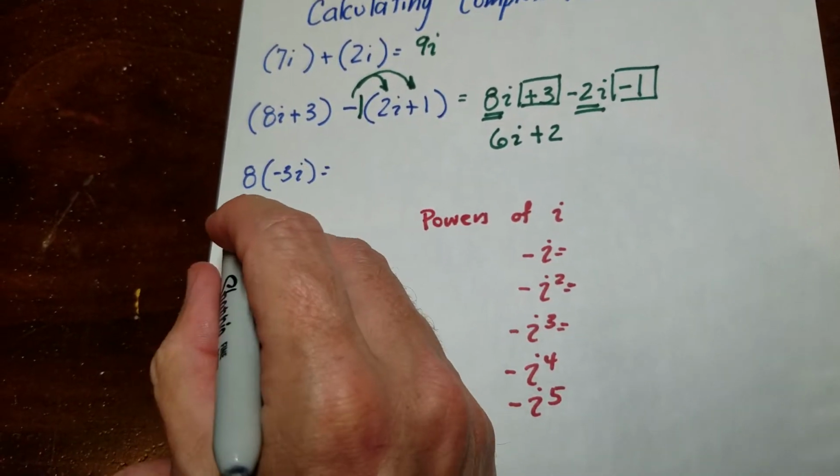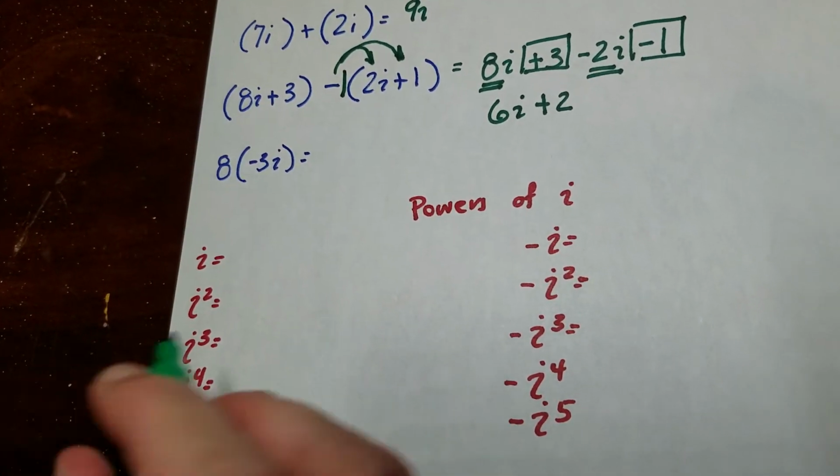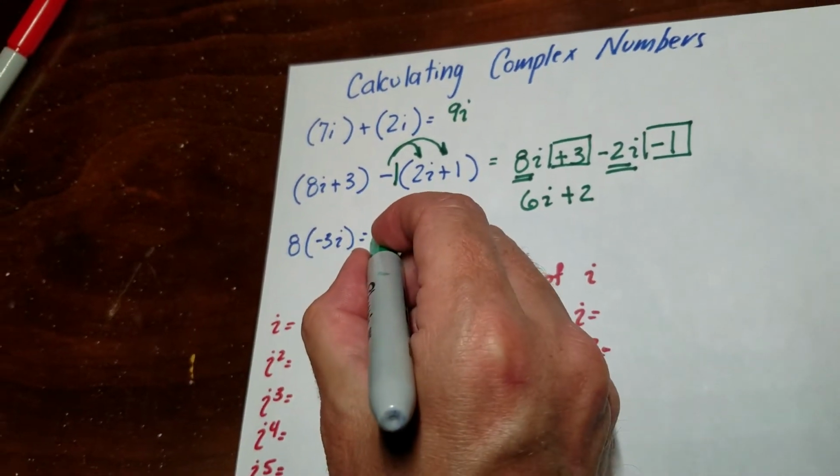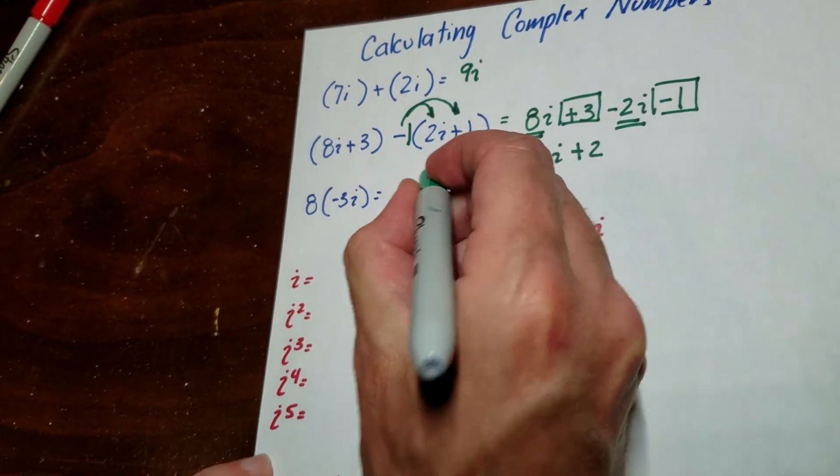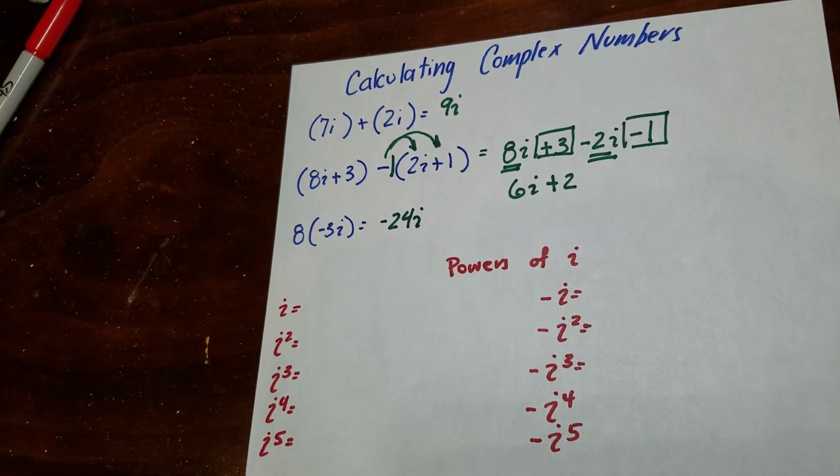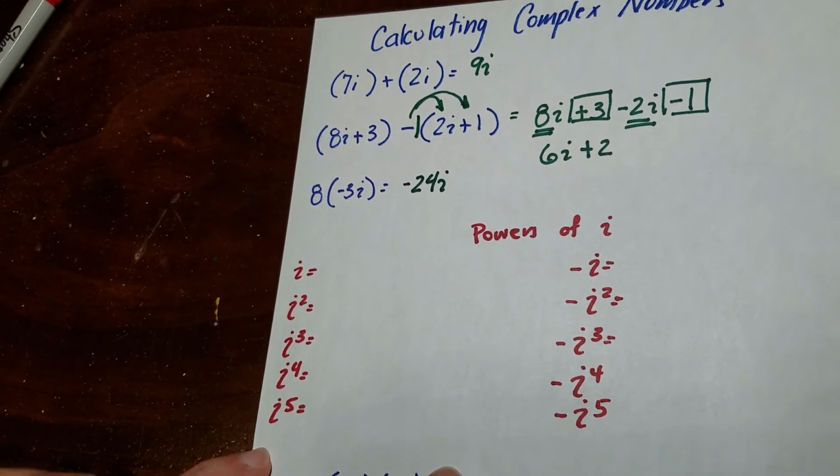This one here, if you guessed it's a negative 24i, you'd be right. That's all it is. You just multiply the coefficients. Okay, so this pretty much is how it works. These are the types of expressions you'll get with calculating complex numbers.